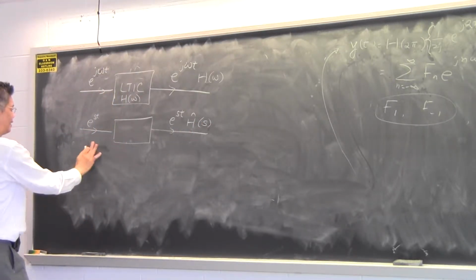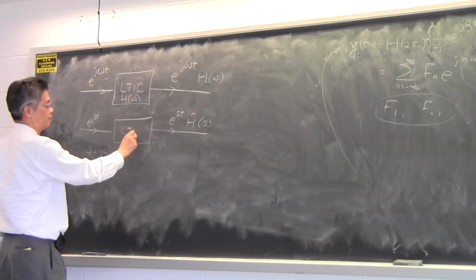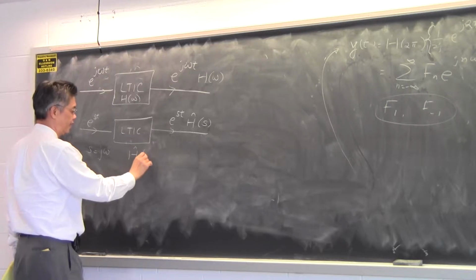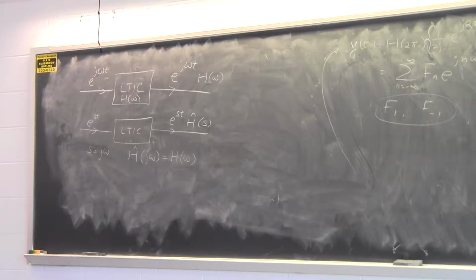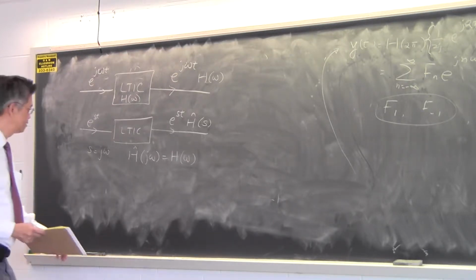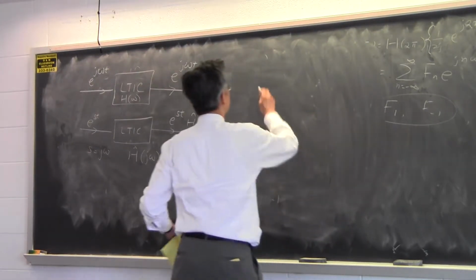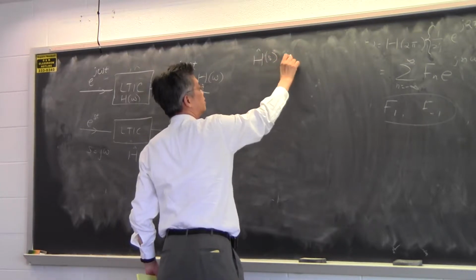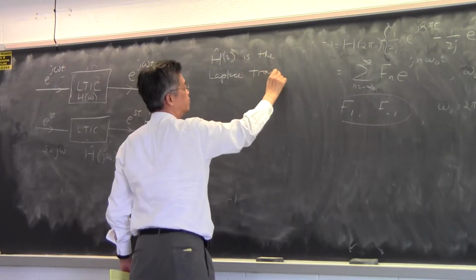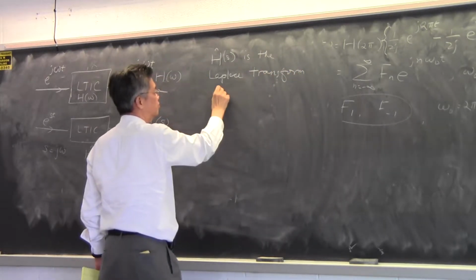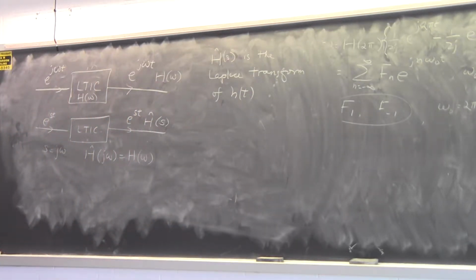So if I were to let s be equal to j omega, then the two systems are actually the same. Okay, so you can see that h hat of j omega is h of omega in these two systems. Okay, so this is called the Laplace transform. H hat of s is the Laplace transform of h of t. So very much like a Fourier transform, it's just a generalization.